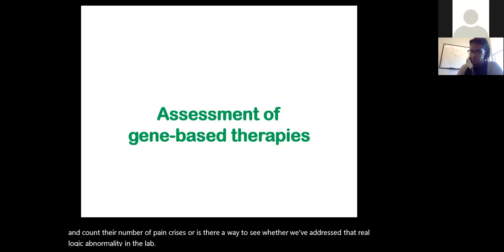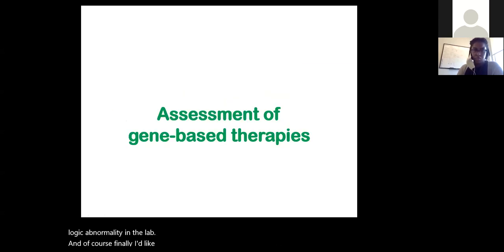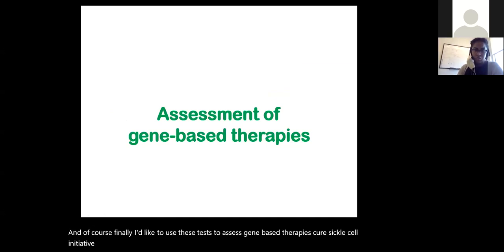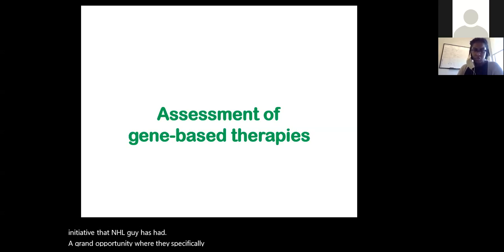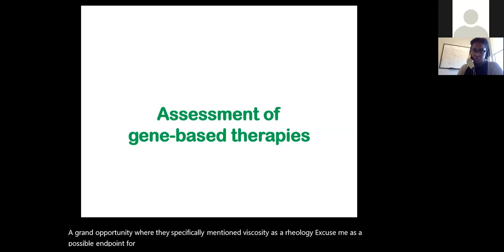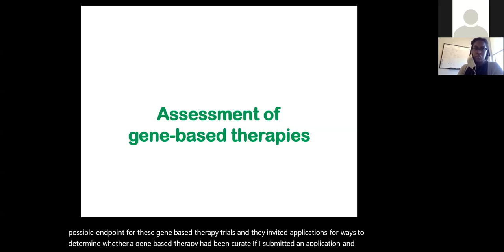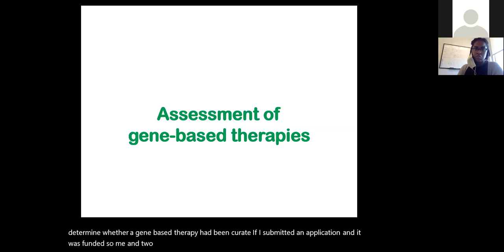And of course, finally, I'd like to use these tests to assess gene-based therapies. The Cure Sickle Cell Initiative that NHLBI has had a grant opportunity where they specifically mentioned viscosity, or rheology, excuse me, as a possible endpoint for these gene-based therapy trials, and they invited applications for ways to determine whether a gene-based therapy had been curative. I submitted an application and it was funded. So me and two other labs meet bi-weekly to talk about our different biomarkers and the progress we're making in doing the analytic validation and the clinical validation.